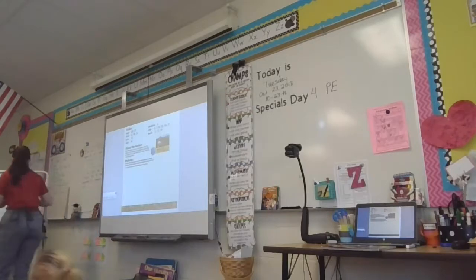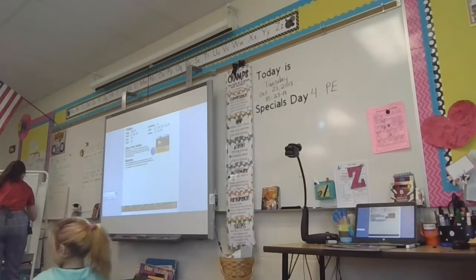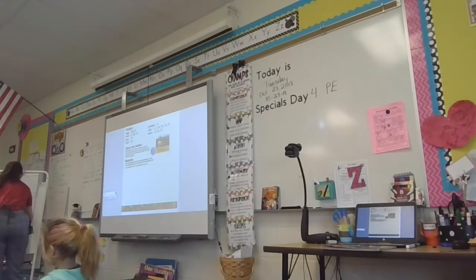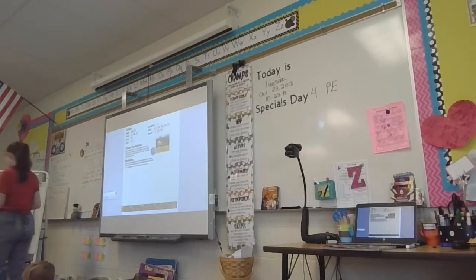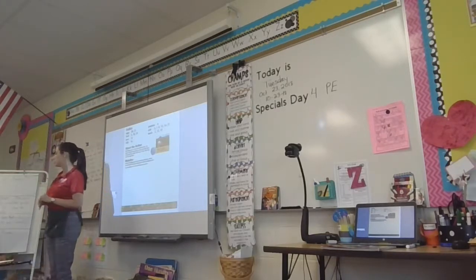So a menu is a list of items you can choose from. Good. Okay. We have 2 more.